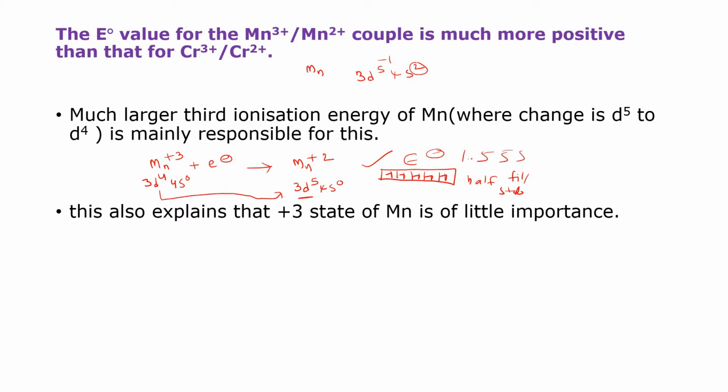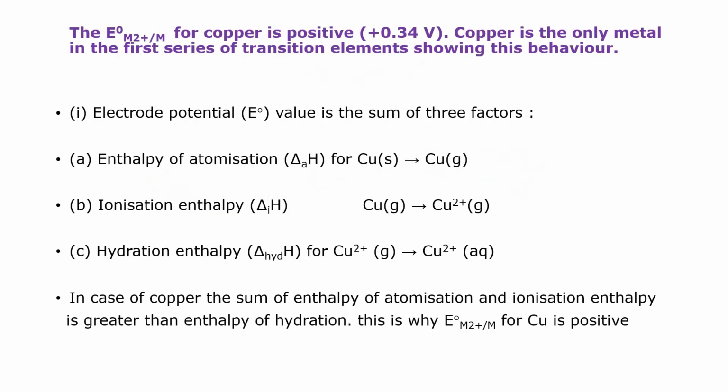1.55, isn't it? This one we got how much? Very large positive value we got here. Okay, this based upon what we are taking here? Based on half fill configuration, you are saying. And what about chromium plus 3? Let me see this one also.